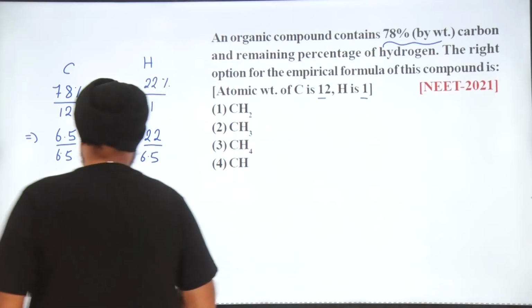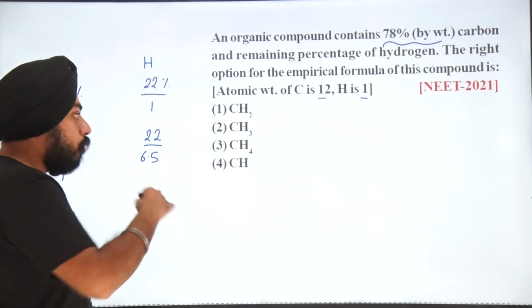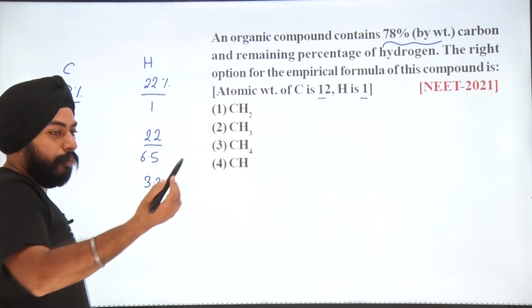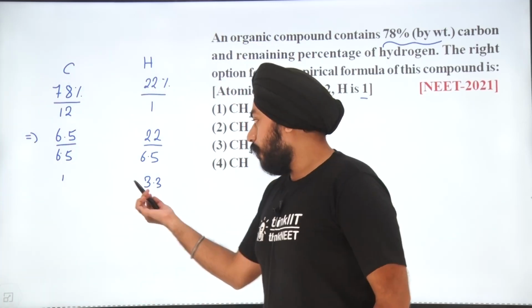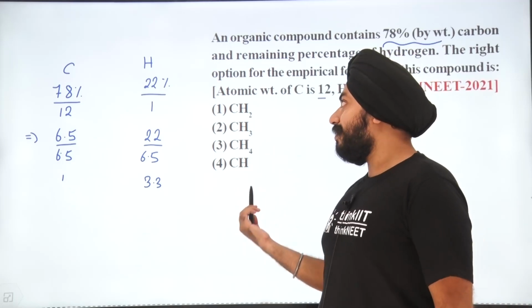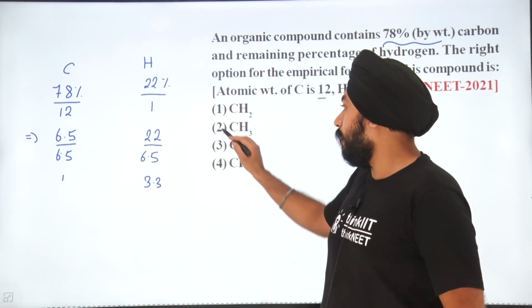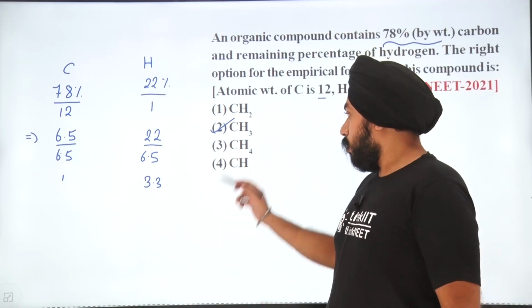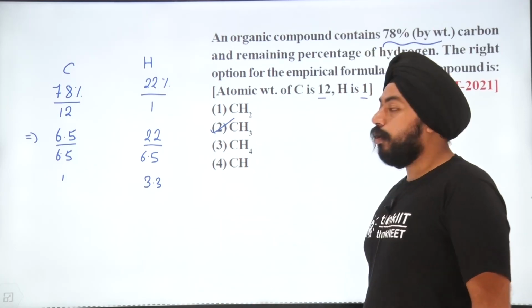I'm not writing the complete values over here. I'm just going to give the answer directly. It comes out to be around 3.3, right? So it will be somewhat around 3.3. From this approach, the closest answer that we get is CH3, that is C1 and H3. So the correct answer for this one is option number 2.